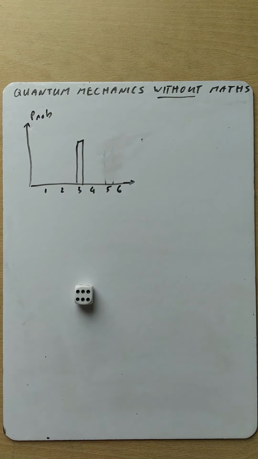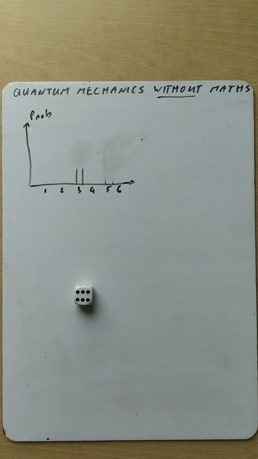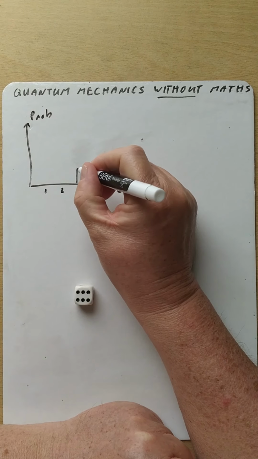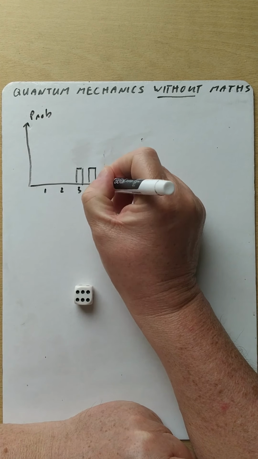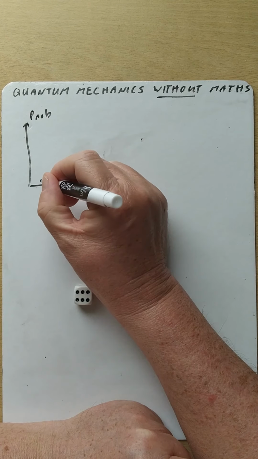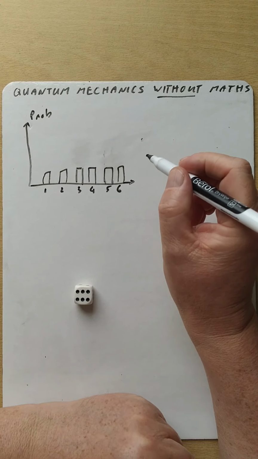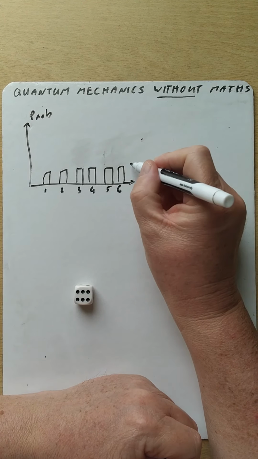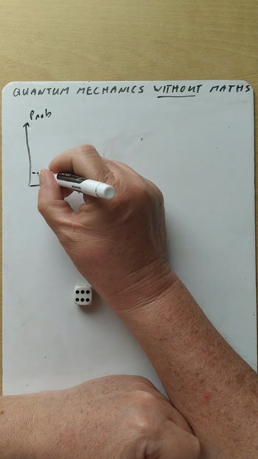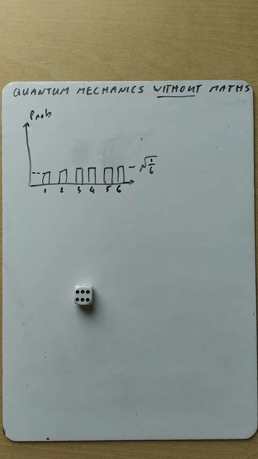When the die is rolling and we've got no idea which value is actually going to come up, then we have to have equal probabilities for all of these. Now, of course, this is quantum mechanics, so we don't use probability distributions. We actually use the square roots of probability distributions. So each of these has height root 1/6, whatever that is.